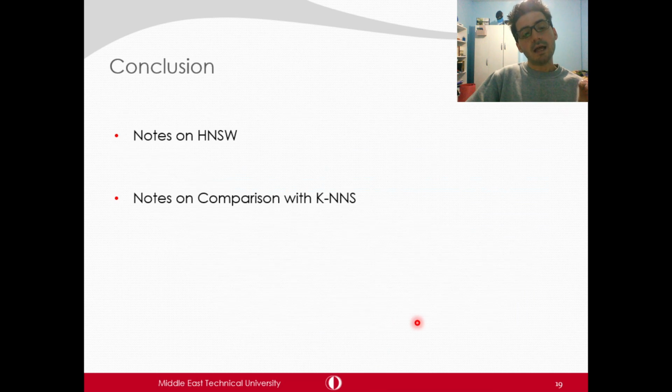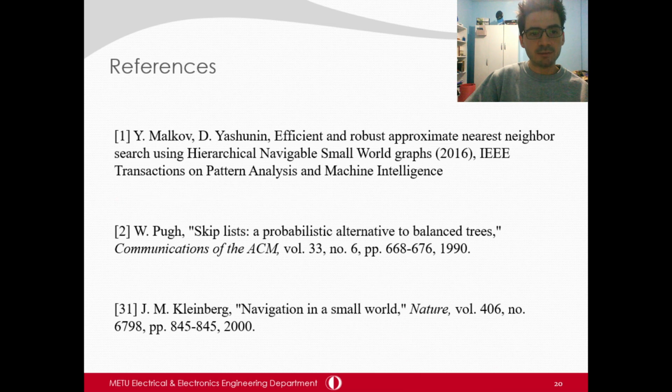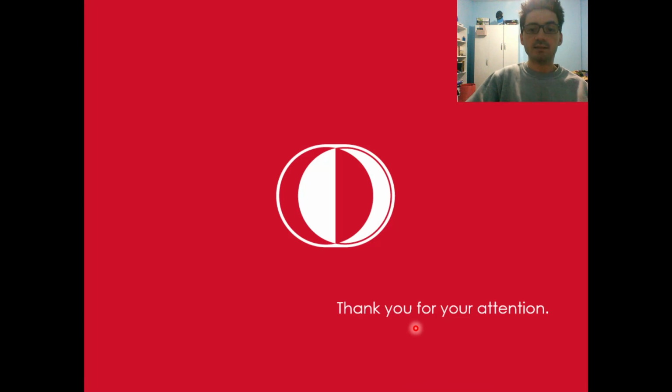So in conclusion, we have talked about the parameters of the HNSW algorithm and its background theory, and we have made simulations about its hyperparameters, and also we have done a comparison with the KNN algorithm, and we saw that it is feasible to use in very simple datasets, or in cases where query time is not an issue. But in complex datasets you have to use the HNSW algorithm. These are my references, and thank you for your attention.